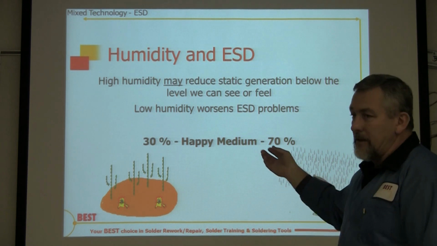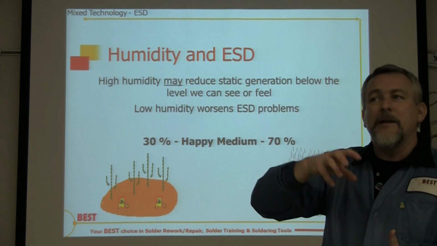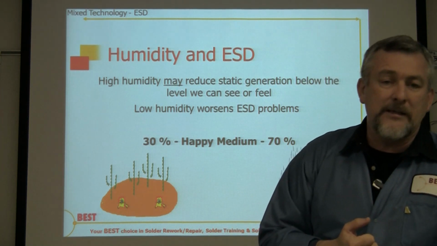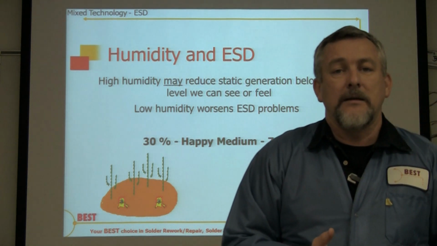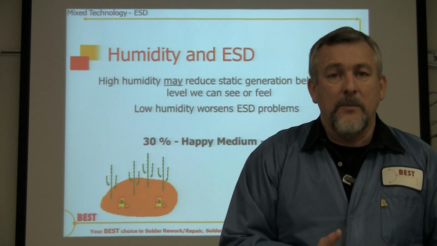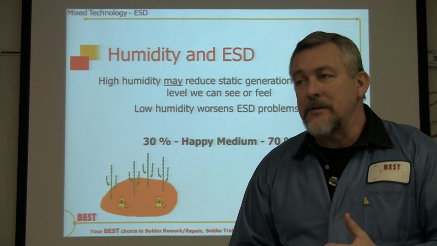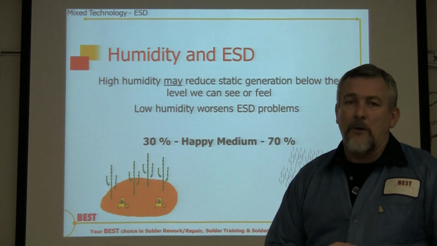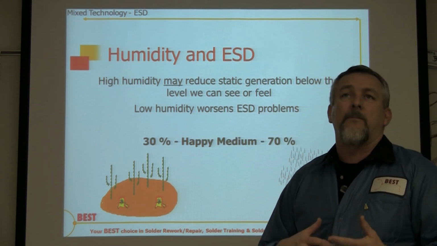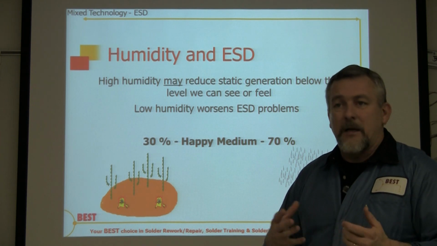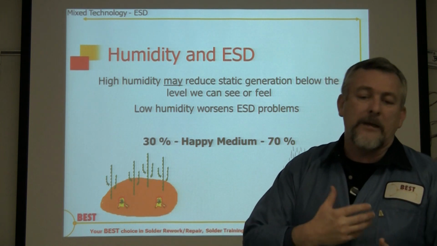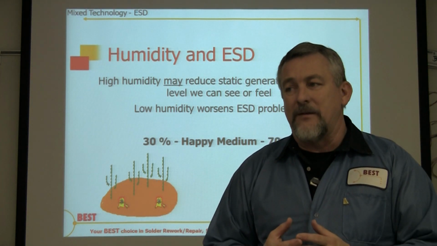Because what happens is static electricity increases as humidity decreases. As humidity increases, static electricity decreases. Very simple. So you've got to start monitoring it below 30%, because components become more sensitive when there's less moisture in the environment. Now when it's above 70%, you've got to look at moisture-sensitive devices.